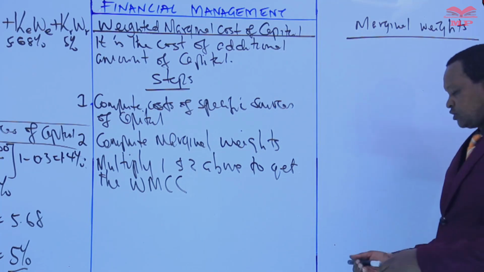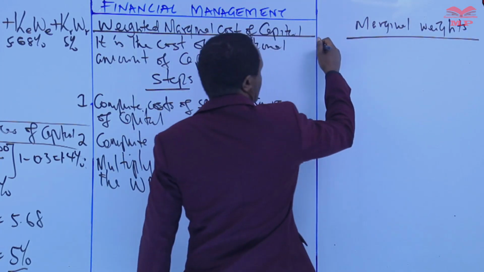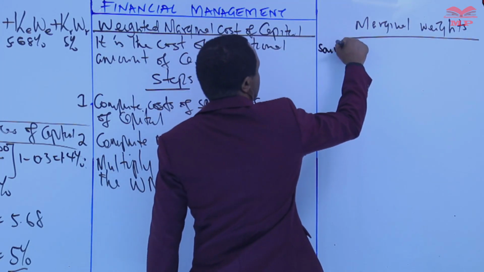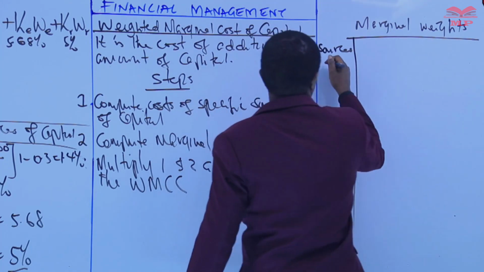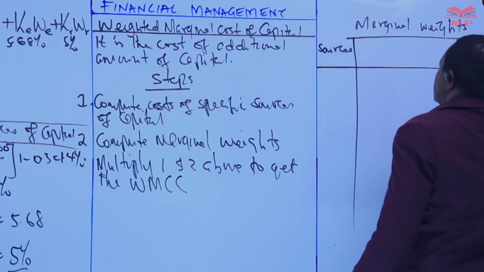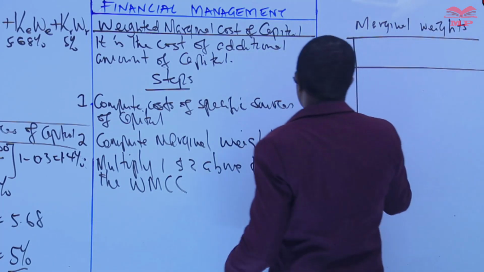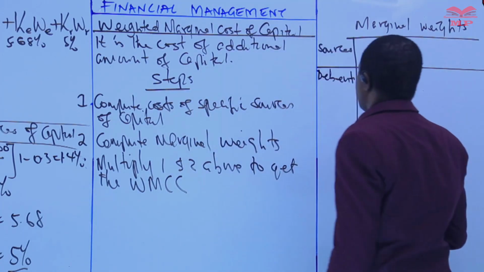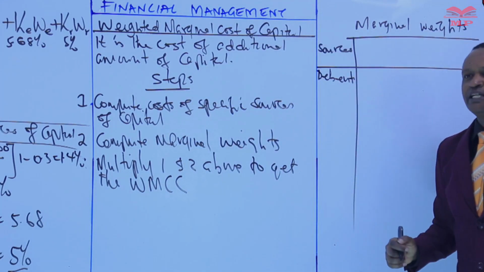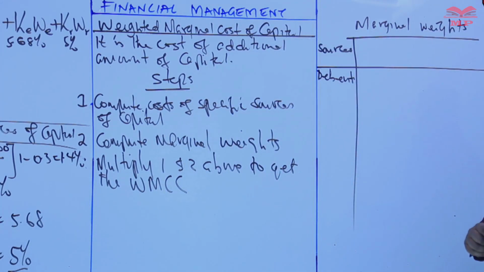So we'll have one column for sources of additional capital. And the first source is debentures. And we read from the question that the company will issue 10% 100 debentures at the current market price of 5,000.